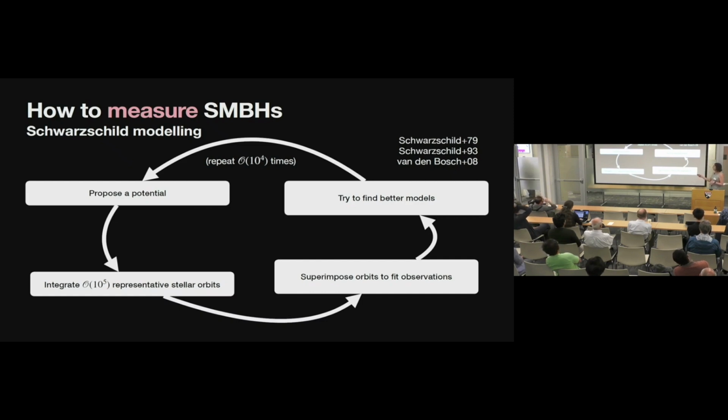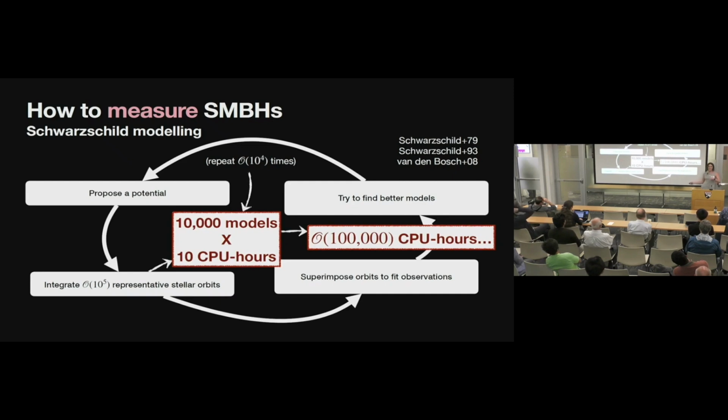This, however, takes tens of thousands of models. And every single model is like tens of CPU hours. So the total cost for one galaxy with this is something like 100,000 CPU hours, which is a lot, but not a huge amount. It's still manageable and means that we can basically move into production mode with just a few million CPU hours in an allocation.